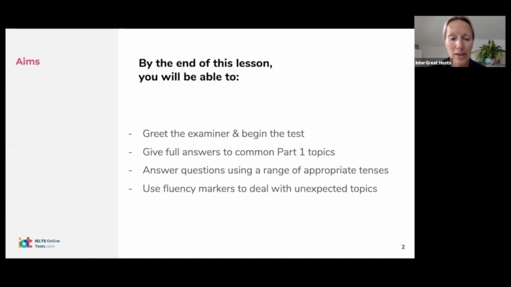So first of all, can anyone tell me what fluency markers are? What's a fluency marker? No idea? Okay, anyone? Yeah, someone's given an example. Rupa's given an example. So it's basically a word or phrase you can use.